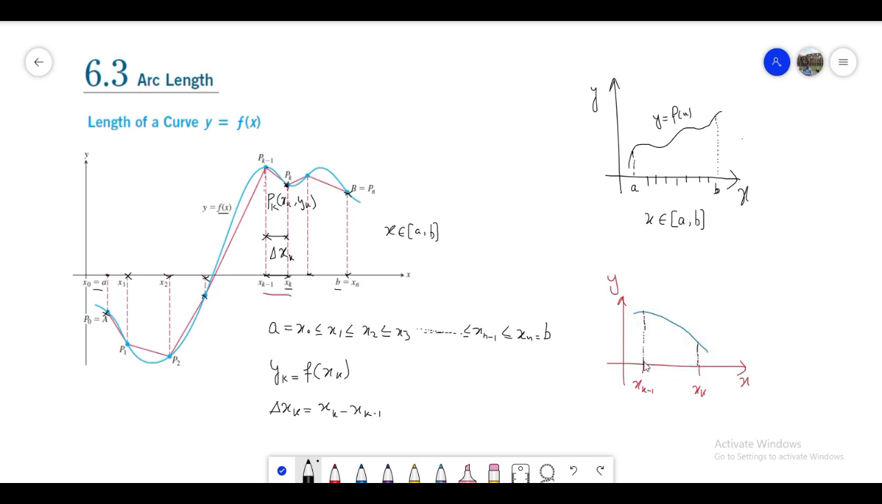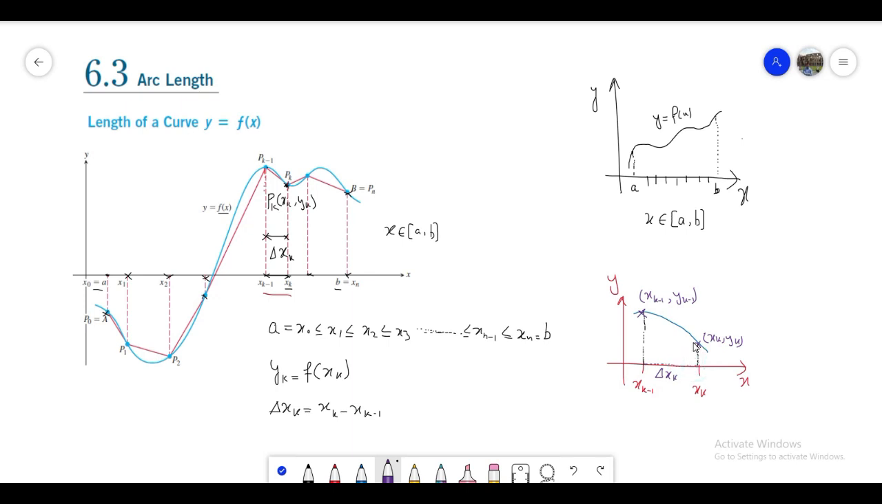Of course, we have already computed the distance between them, and this was the delta xk. The corresponding point is this one. This point is xk comma yk, and this point is xk minus 1 comma yk minus 1. So we have computed the distance from xk minus 1 to xk.